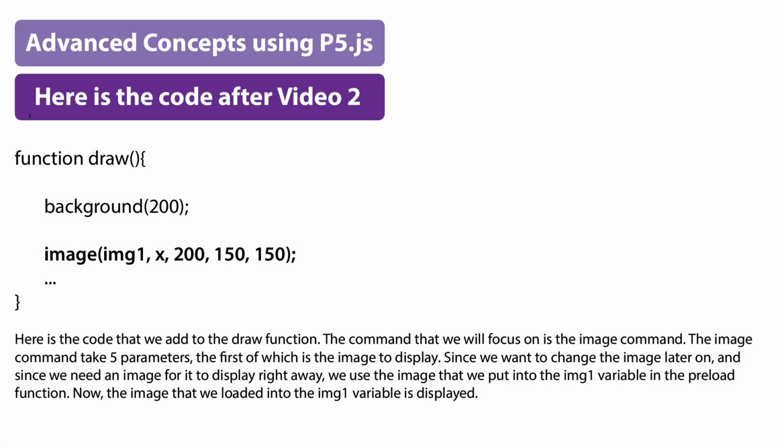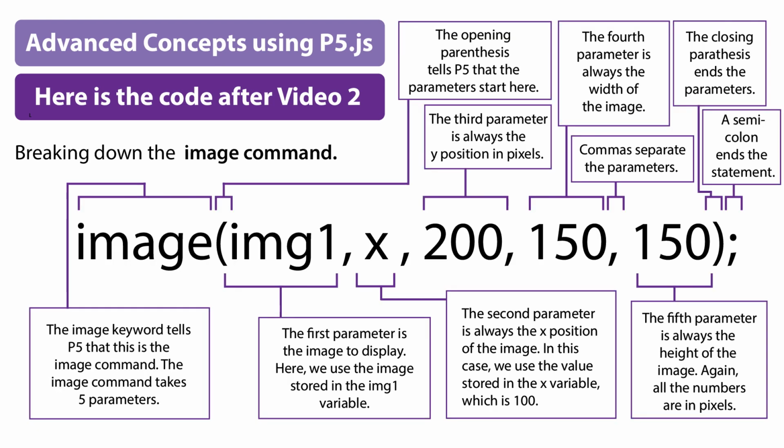Okay, so here's the code that displays the image to the canvas. So we use the image command and it has 5 parameters. If we look at the breakdown of the image command, it starts with the keyword image. And then the first parameter is the most important. It's the image itself. So the image that we're using is stored inside the image1 variable. Then we have the X position, then the Y position, then the width, and then the height.